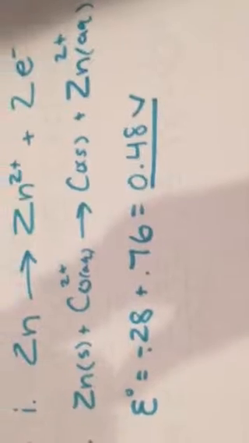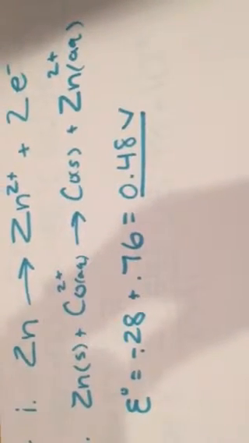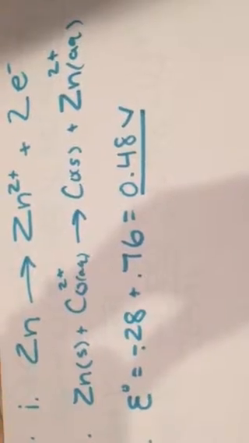And then part 2, write the balanced net ionic equation for the overall reaction. So that is Zn solid plus Co2+ aqueous yields Co solid plus Zn2+ aqueous. And then part 3 says calculate the standard potential E for the overall reaction at 25 degrees Celsius.